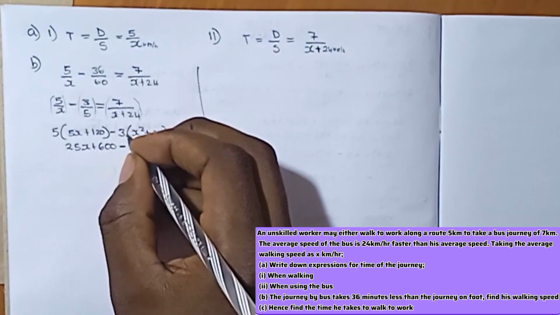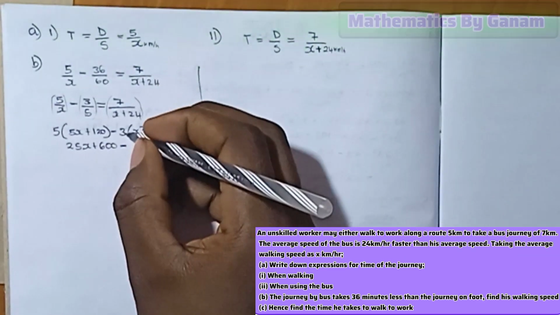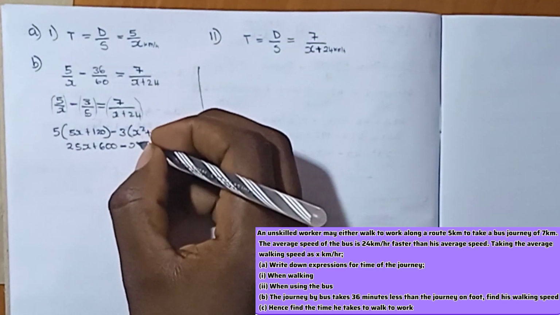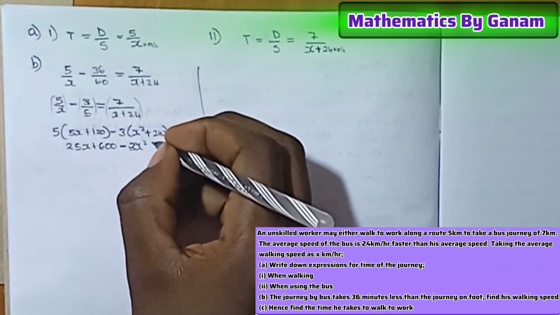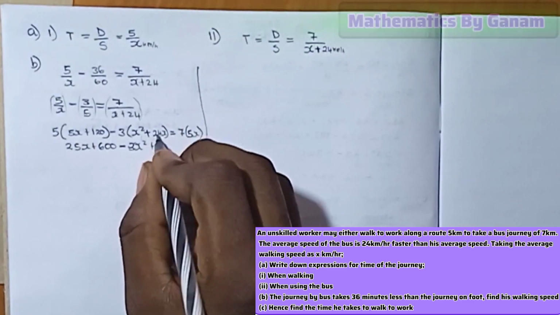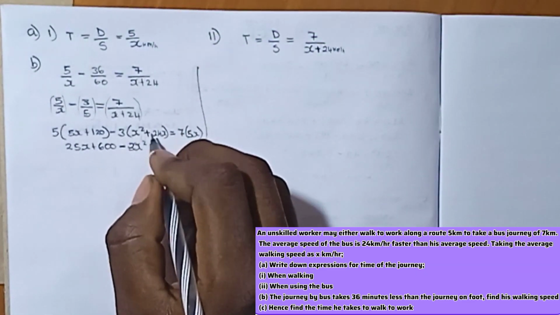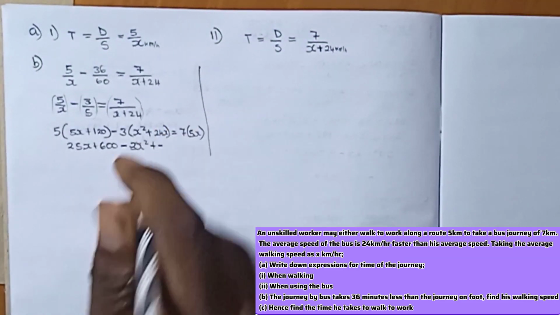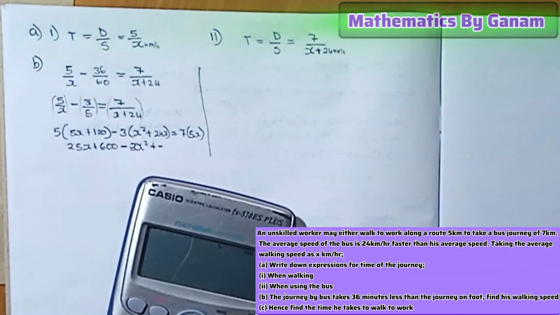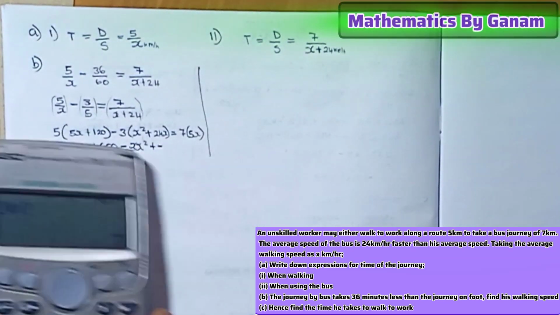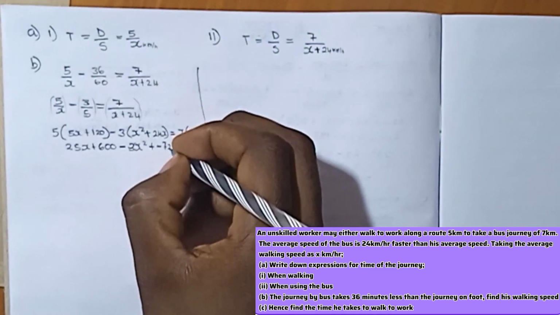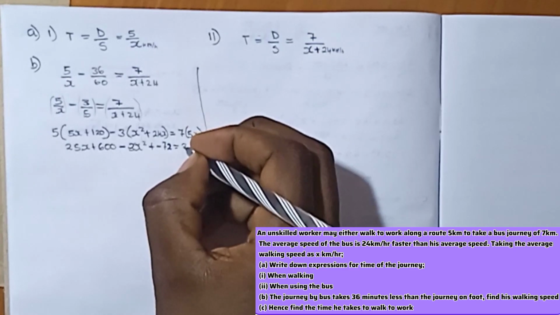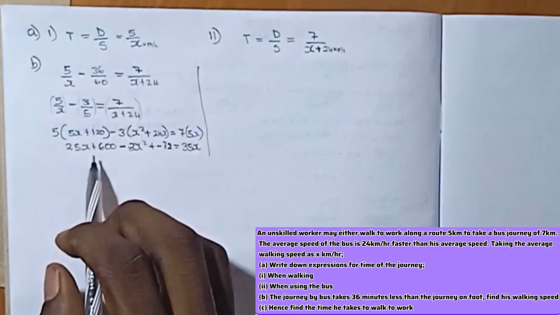minus x multiplied by 3, x squared multiplied by negative 3. We're going to have negative 3x squared plus this negative 24, this negative 3 multiplied by 24. We're going to have a negative, so we're going to have plus negative 24 multiplied by 3. We're going to have 72 is equal to 5 multiplied by x is equal to 35. So we have this equation.